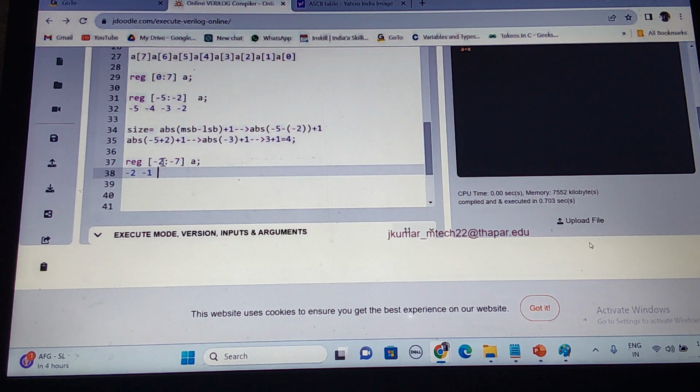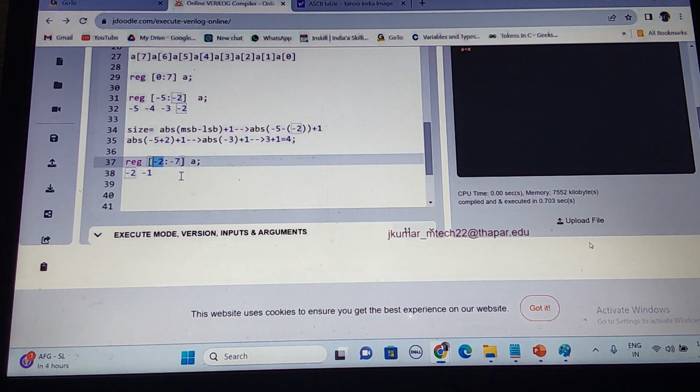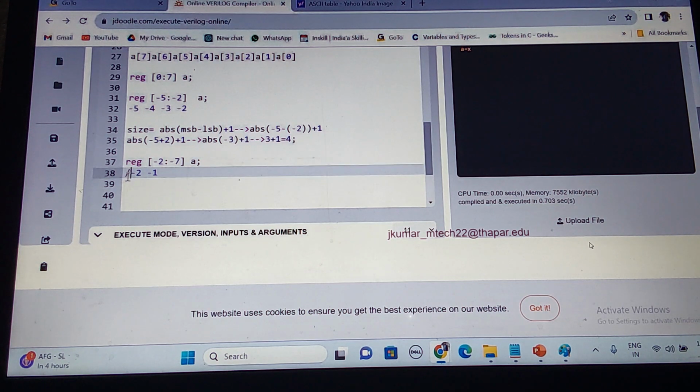Always, this left number refers to what? MSB, the most significant bit. This is correct if I am writing like this. This is the correct way of representing the vector. The other one is not legal, right? Not legal.